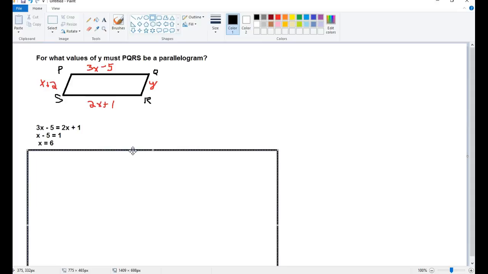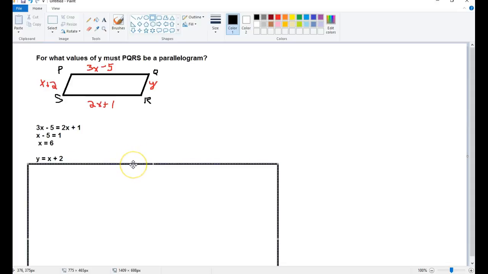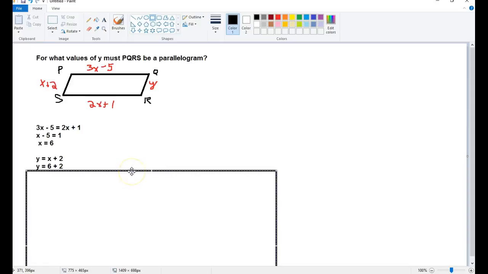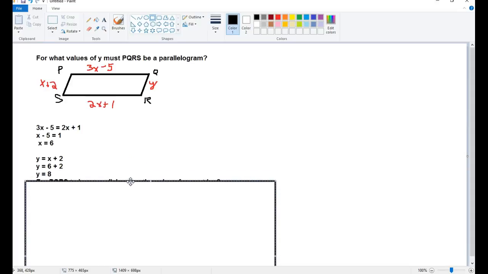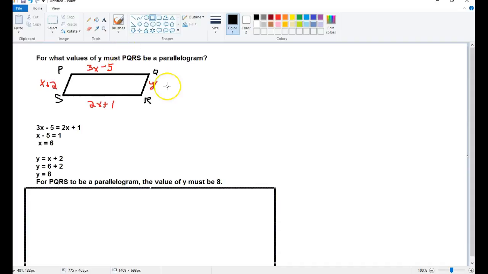Then from there, since we know the value of x, we can plug it back into our other equation, y equals x plus 2, to solve for y, and get that y equals 6 plus 2, so y is equal to 8. So therefore, for PQRS to be a parallelogram, the value of y must be equal to 8. So simply set up the opposite sides being the same, and solve for the different variables.